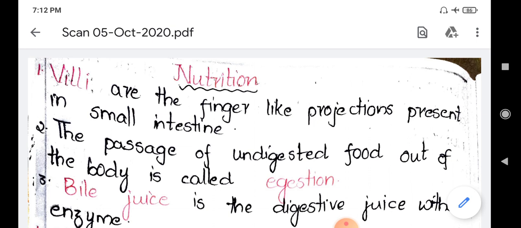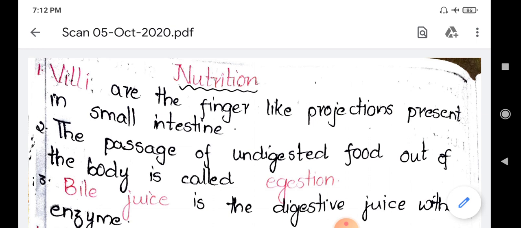And what is the main reason for that absorption of the food? In the small intestine, finger-like projections are present, and these finger-like projections are called villi. The function of the villi is to increase the surface area of absorption. If the surface area of absorption is increased, automatically a greater amount of substances can be absorbed in the small intestine. So the finger-like projections present in the small intestine are called villi. Let's go to the second bit.